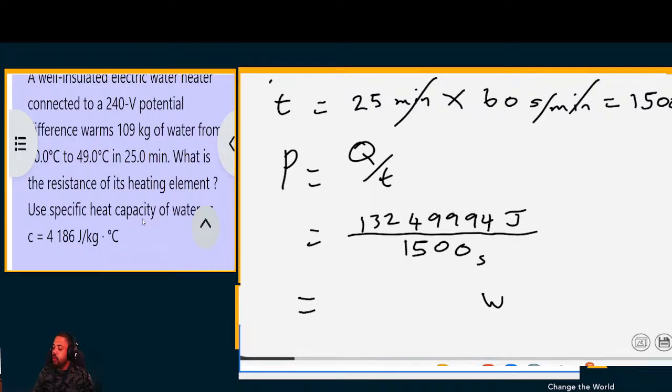So 132,499,994 divided by 1,500 is approximately 8,833 times 10 to the 3 watts. This is the power that is generated by this heating element. So this heating element is generating this amount of power. So now we have the power.